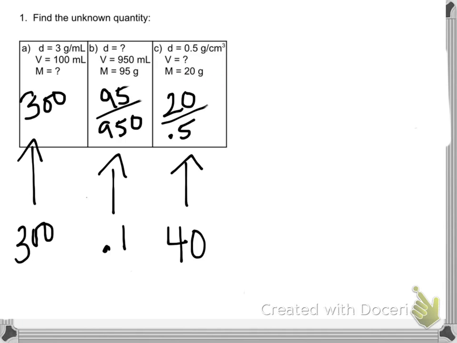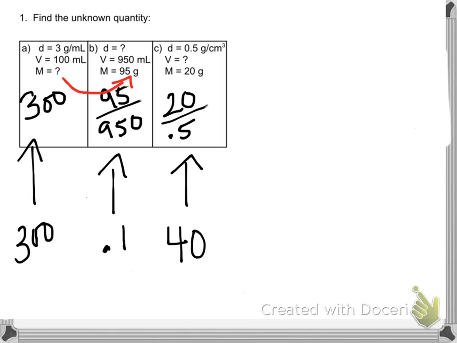Let's try letter A. So you see letter A, I have the number 300, but for mass I have to actually label it with its measure, whether it's grams, meters, liters, kilometers, millimeters, whatever you're doing, you have to put the label. So just look at the other problem. It was identical. The volume was in milliliters, the mass was in grams, and so it's pretty easy for me to label my answer 300 because it's a mass.